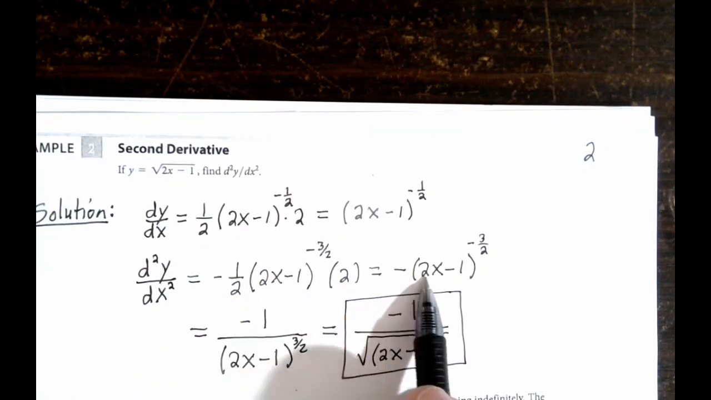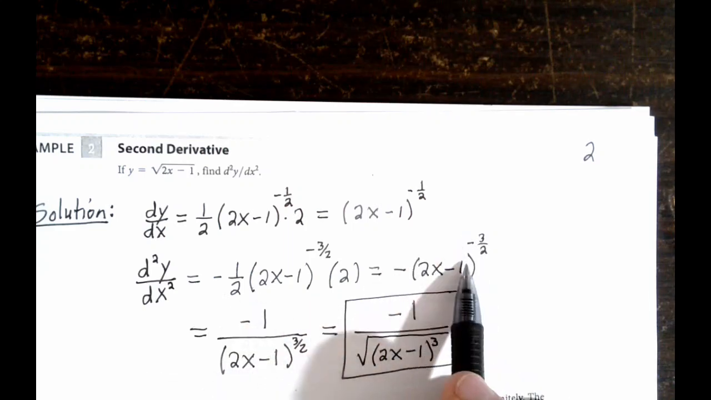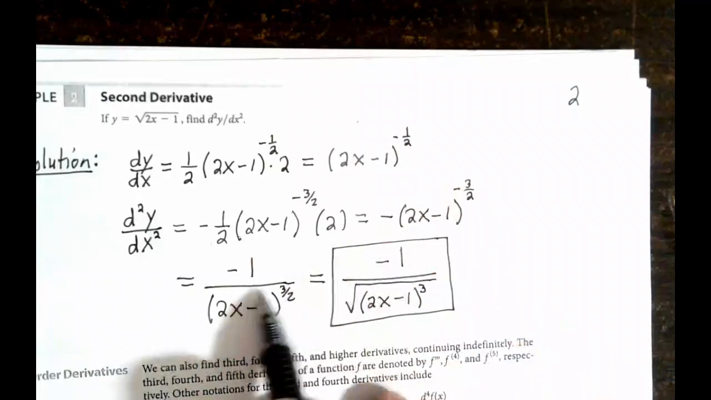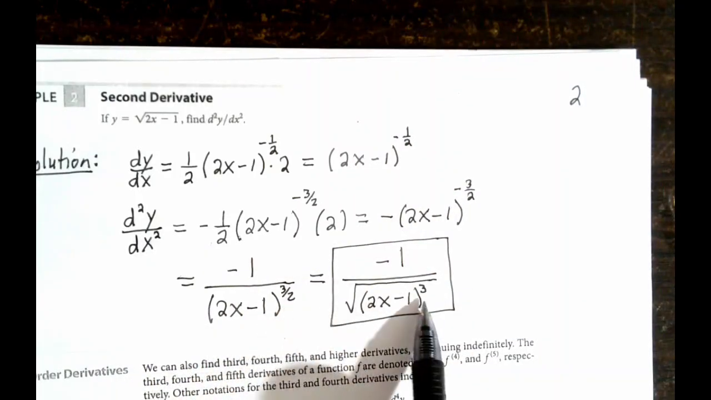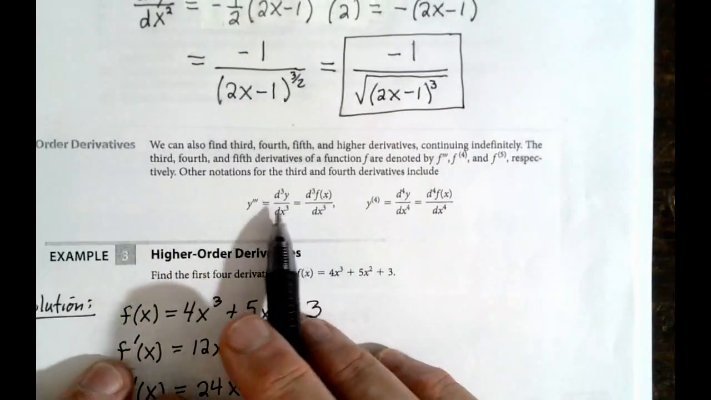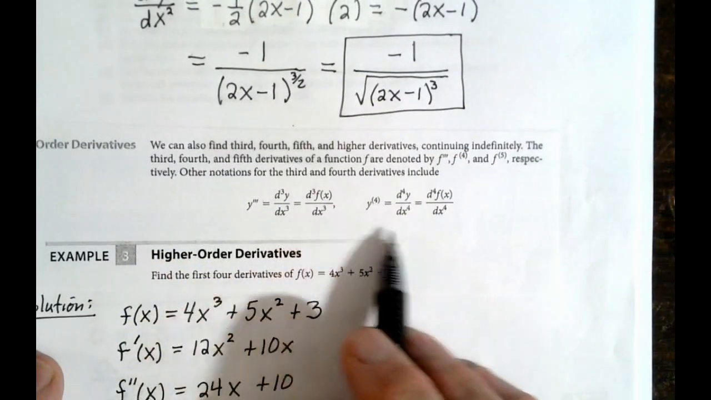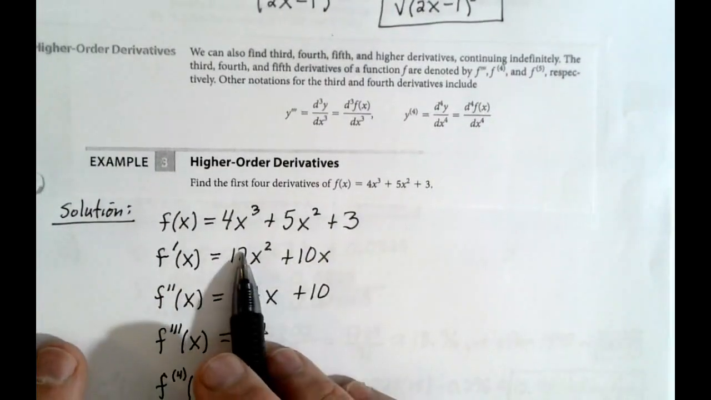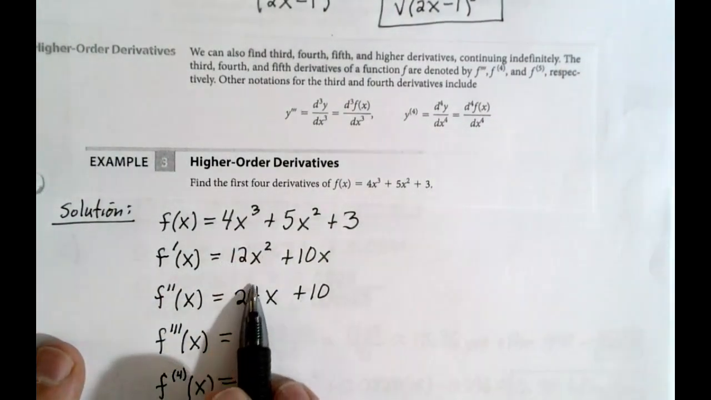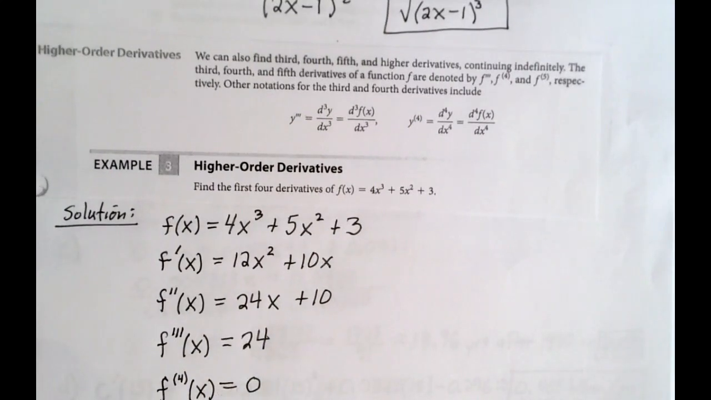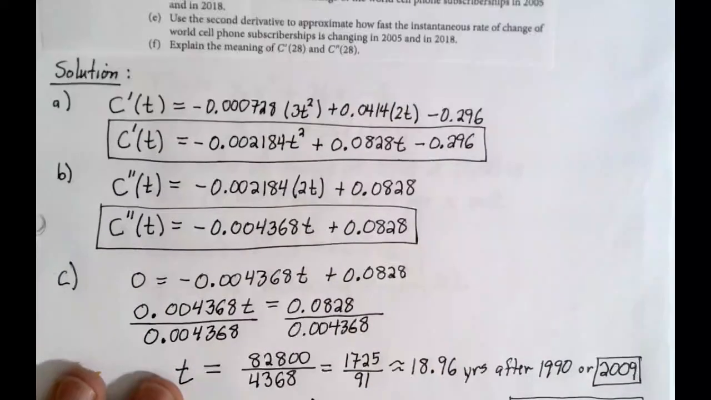1/2 times 2 is just 1, and so you get a negative times this to the negative 3/2. You can cross the fraction bar and make it a positive 3/2, and you can write it as the square root of that item cubed. And here's the way in which you can write the third derivative three different ways, and the fourth derivative that way as well. Example 3: here's the original function, its derivative, second derivative, third derivative, and finally fourth derivative.